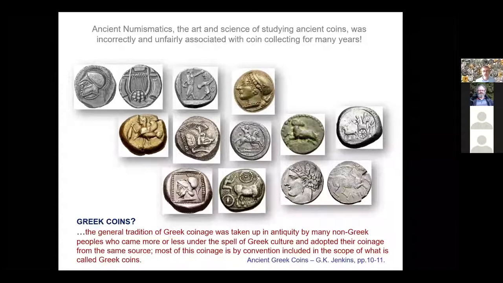So I quote here from Jenkins from his Ancient Greek Coins book. The general tradition of Greek coinage was taken up in antiquity by many non-Greek people who came more or less under the spell of Greek culture and adopted their coinage from the same source. Most of this coinage is, by convention, included in the scope of what is called Greek coins. You can overlook the realities of ancient historical facts and just agree with him, but it's not true.